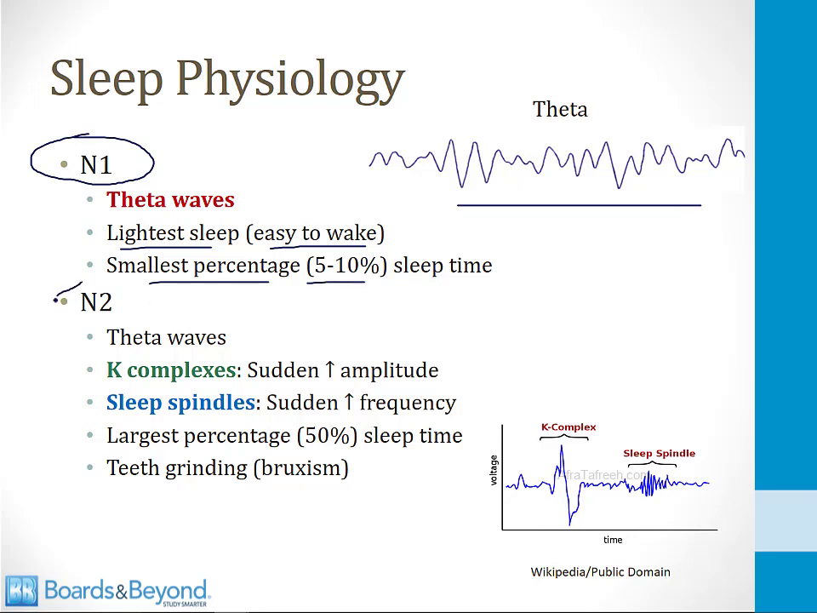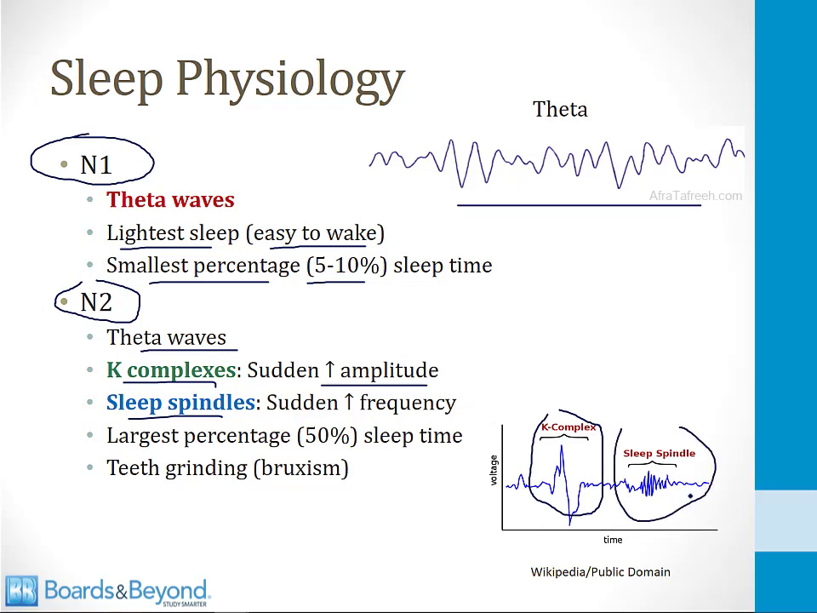After N1, N2 occurs, and in N2 there are also theta waves just like N1, but what defines N2 is that things start to appear in the EEG called K complexes and sleep spindles. If you look at the bottom right side of the screen, this is a K complex. It's a sudden spike in the amplitude of the waves on the EEG. A sleep spindle is a sudden increase in frequency of the waves. It's a bunch of waves close together.